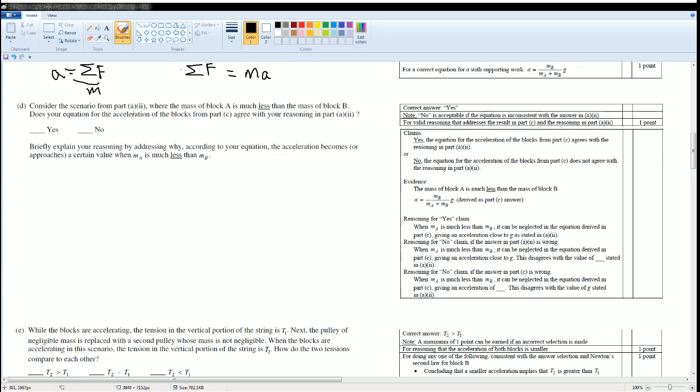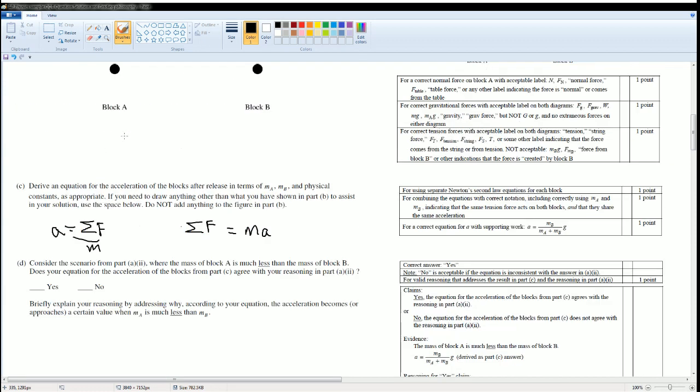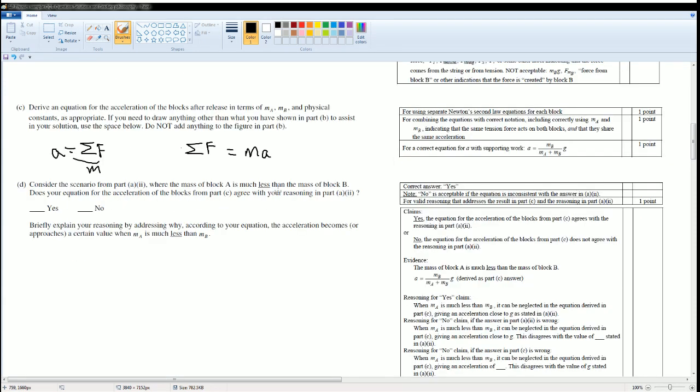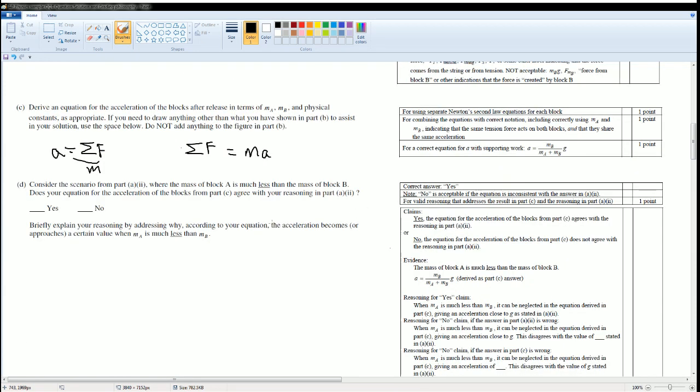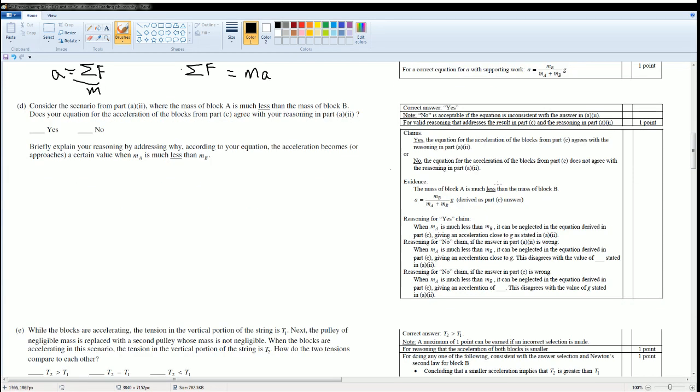Part D, you would have to select yes or no. Does the equation for the acceleration of the block from C agree with your reason in part A? Here's the thing. They do not give you a point for writing yes or no. They only give you the point for a valid reasoning that addresses the parts, and you would have to refer back to your equation. They only give you 1 correct point here.